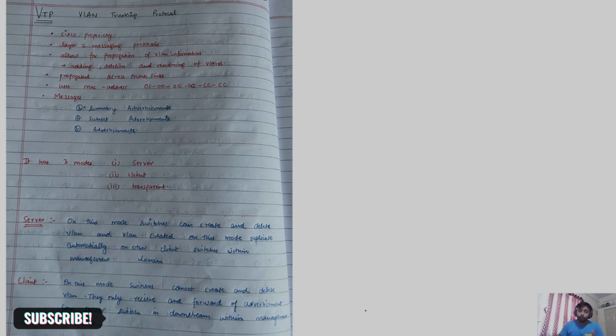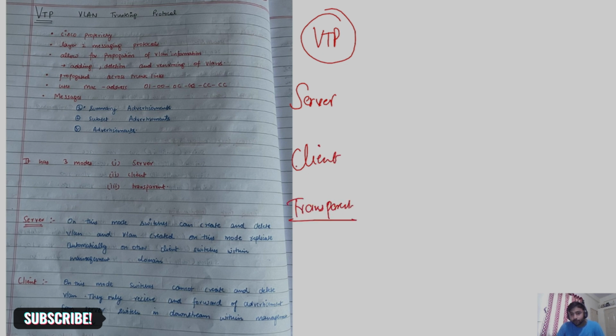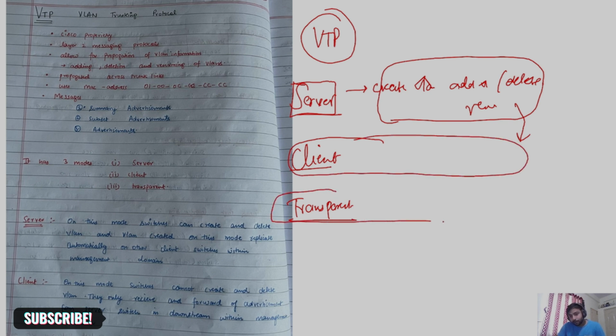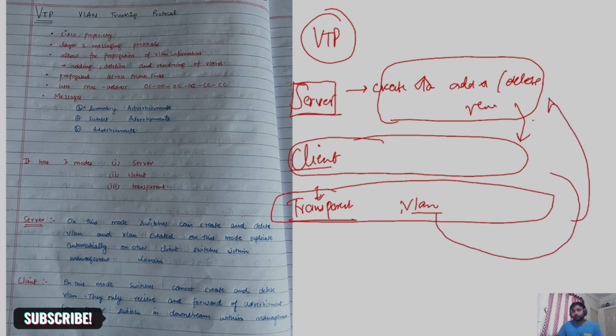Let's understand the modes. We have three modes mainly in VTP: server, client, transparent. So what does a server do? Server creates VLAN, adds VLAN, deletes VLAN, renames VLAN. And whatever VLAN is created in the server will be advertised to the client. But the VLAN created in transparent will not be replicated to any of these switches.